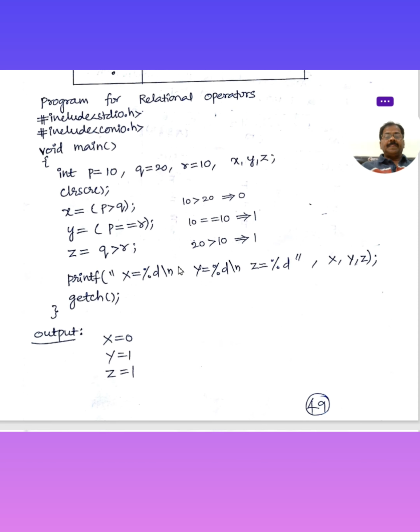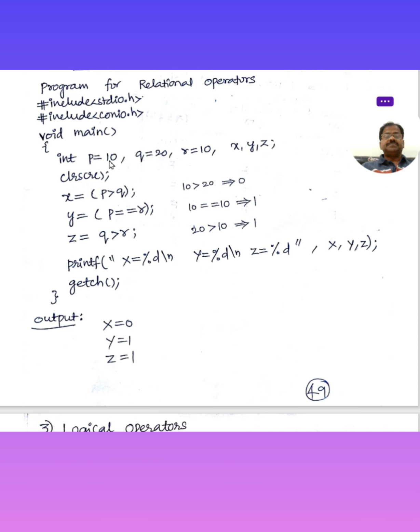In the program for relational operators, p is 10, q is 20, r is 10. x is p greater than q. What is p? 10, and q is 20. 10 greater than 20 is false, and false means 0, so x value 0 will be displayed. If it is true, 1 will be displayed. Relational operators are used to compare.